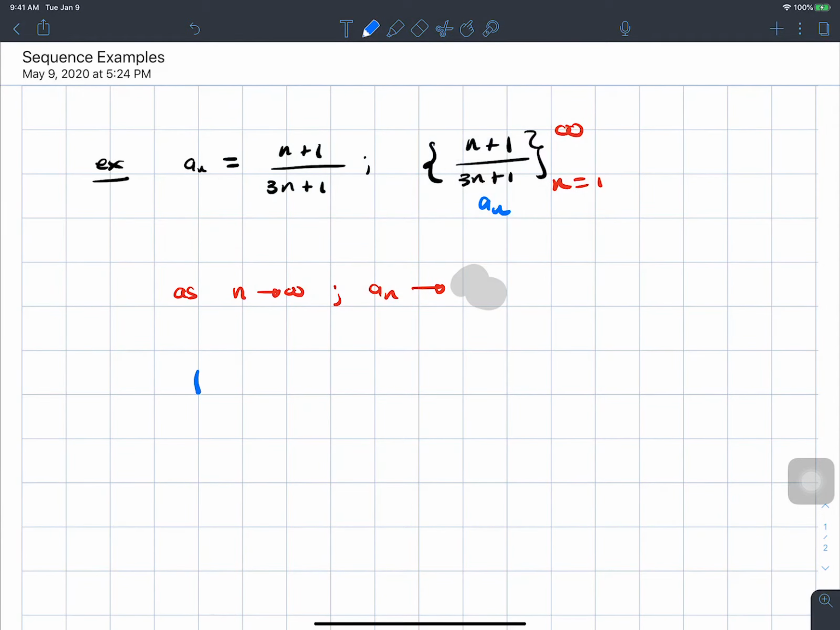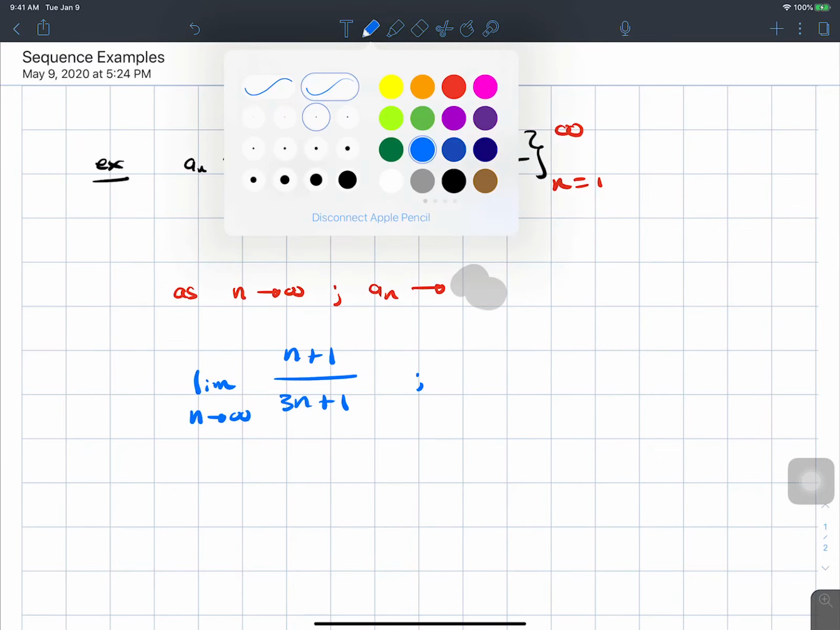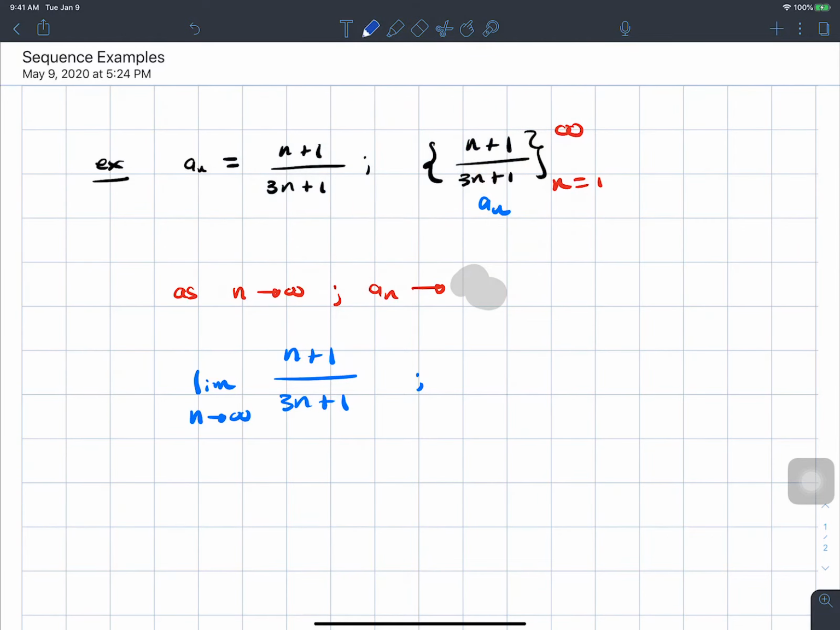So let's take a look. We look at the limit, n goes to infinity, of (n plus 1) over (3n plus 1). And so this question is essentially the same as, if you recall from Calculus 1, they might have asked you the limit, x goes to infinity, of (x plus 1) over (3x plus 1). Or even Calculus 2, these are limits at infinity.